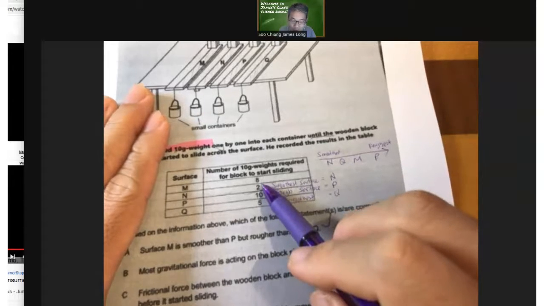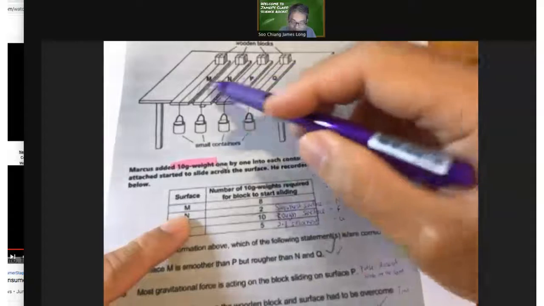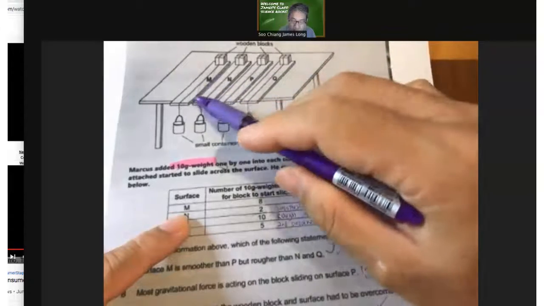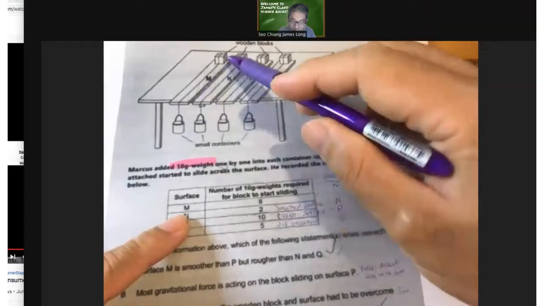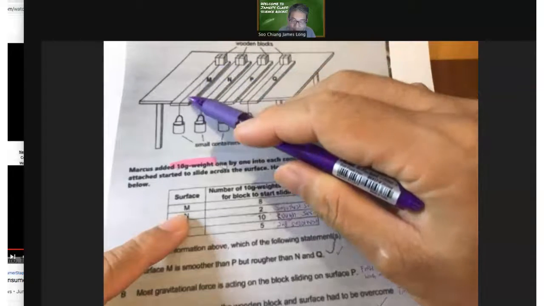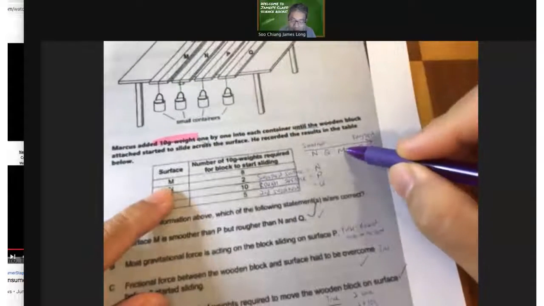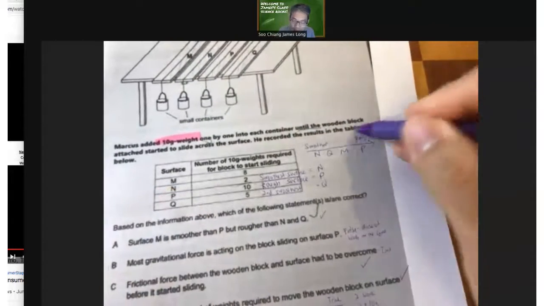So for surface M here, I will describe this as the second roughest surface because I need to put in 8 10-gram weights before this wooden block can be dragged across this surface. So this is the second roughest surface. Having this worked out, now I can answer this easily. M is smoother than P, that's true. Rougher than these two, that is true.